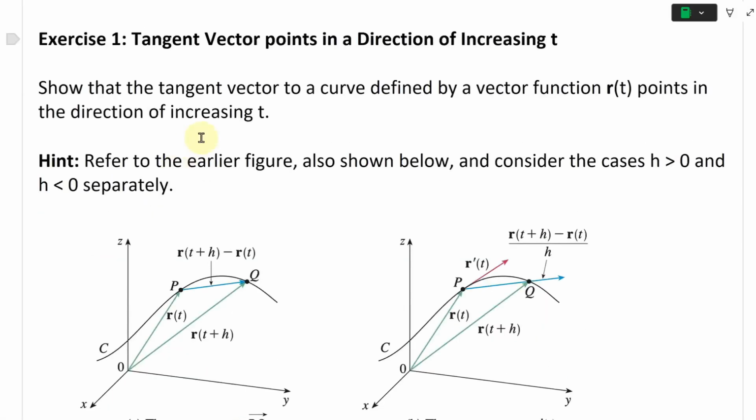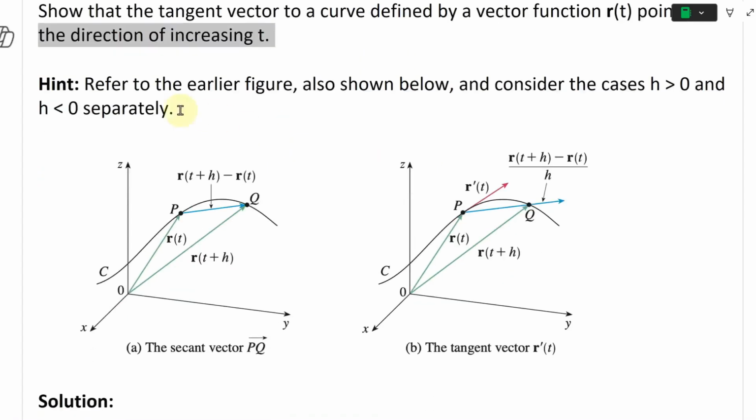Exercise 1. The tangent vector points in the direction of increasing t, or the parameter t. So we're asked here to show that the tangent vector to a curve defined by a vector function r of t points in the direction of increasing t. All right, and here's a hint.